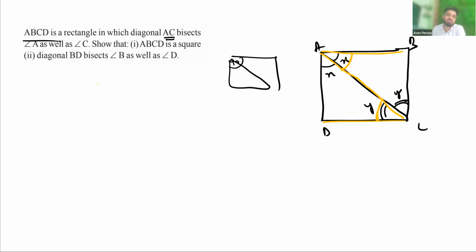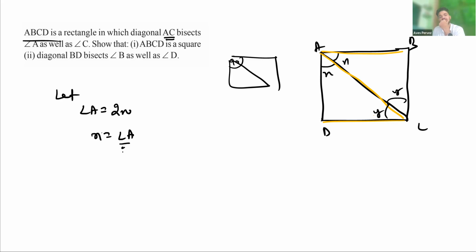Got it? Yes, sir. So we already have a rectangle, and what we need to do here is prove that this side is equal to this side, then it will become a square. So how can we prove it? We can name it angle 1 and angle 2, or you can name it X and Y. It's your choice. So let angle A be equal to 2 angle X. Then X is equal to angle A by 2.